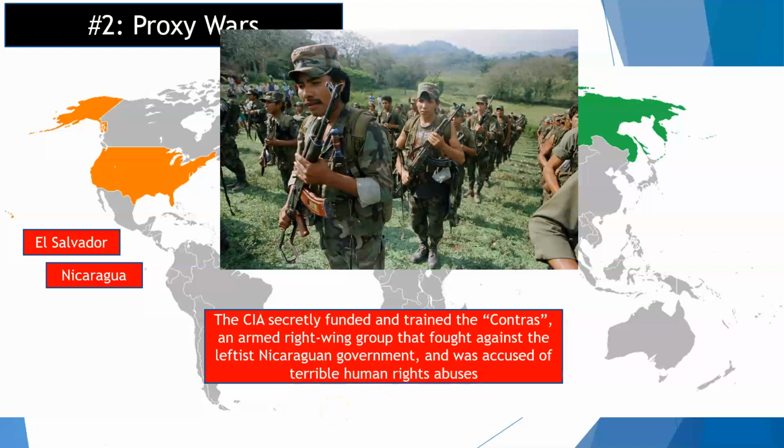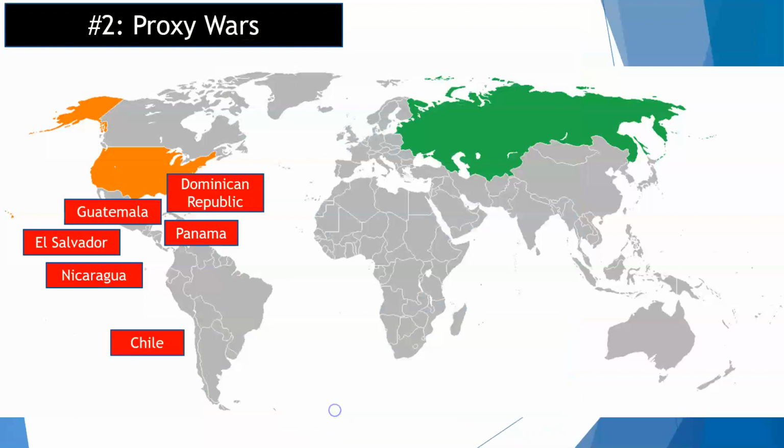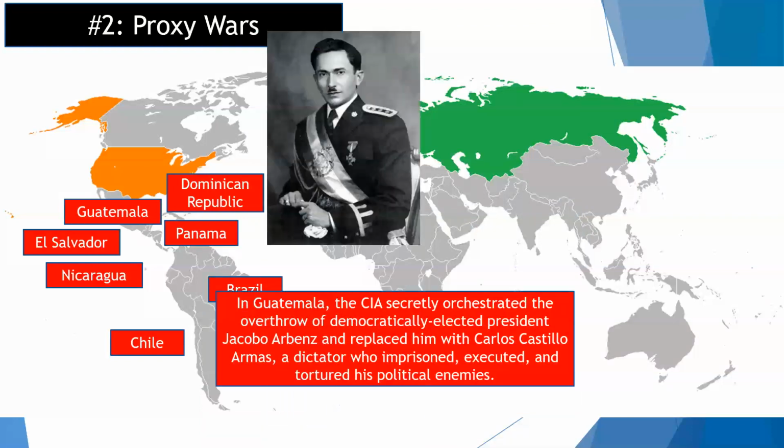Across Latin America, throughout the 50s, 60s, 70s, and 80s, the United States intervened in the affairs of these different countries. Panama, Guatemala, Dominican Republic, Chile, Paraguay, Brazil are all good examples. In Guatemala, the CIA secretly orchestrated the overthrow of democratically elected President Jacobo Arbenz and replaced him with this guy, Carlos Castillo Armas, a dictator who imprisoned, executed, and tortured his political enemies. This was common for the United States to come in and support one political leader over another, a political leader that supported the interests of the United States.